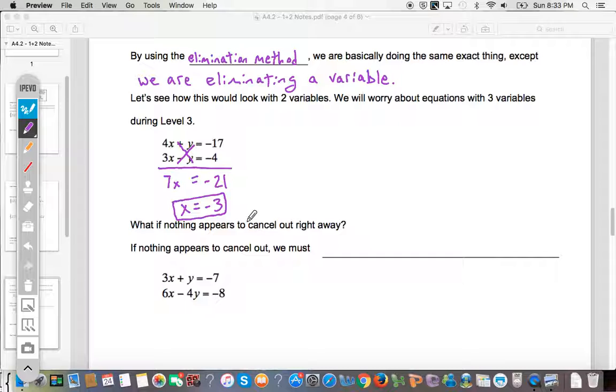Okay, so what we're going to do now, just like we did with substitution, is pick an equation and plug in our solved variable.